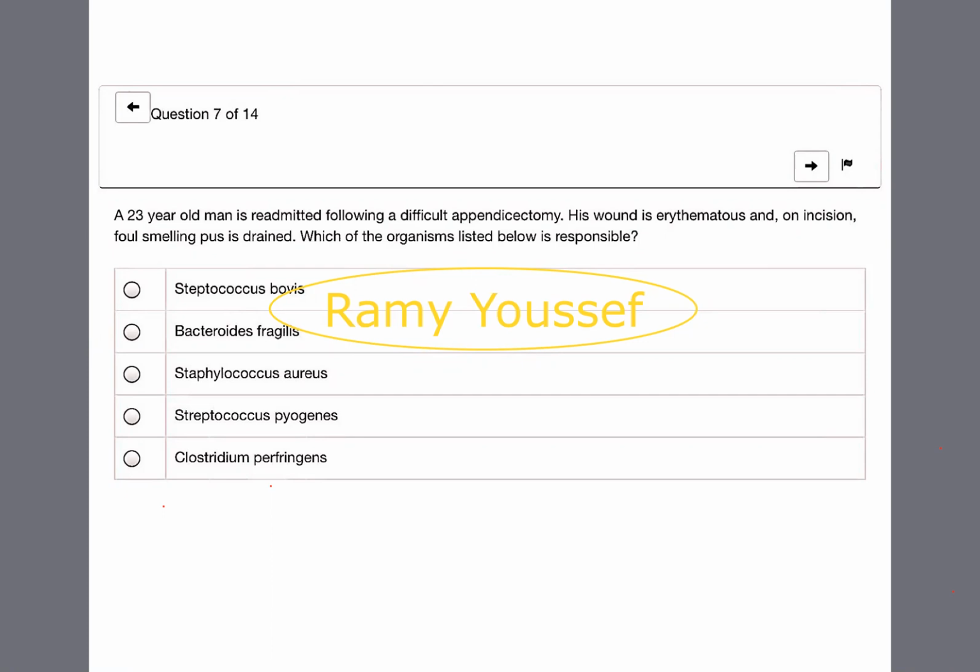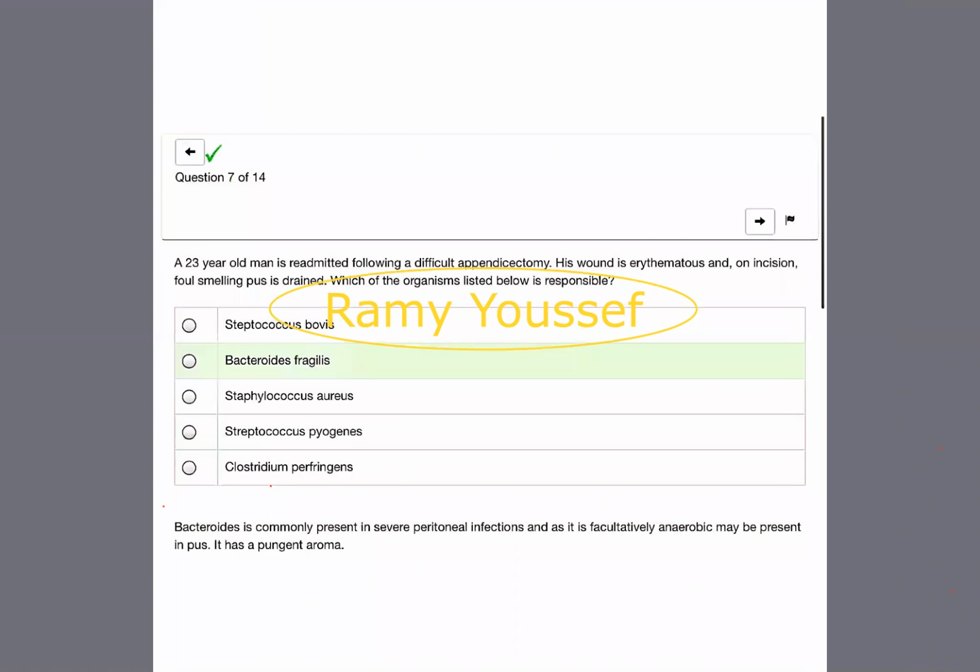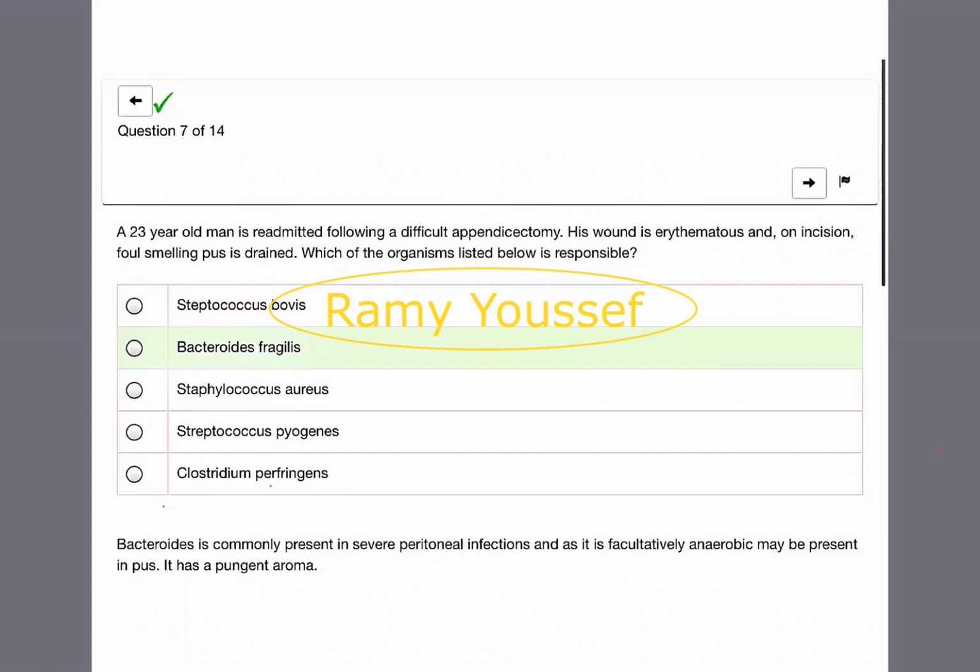I'm thinking of Bacteroides fragilis. Bacteroides is commonly present with severe peritoneal infections as it is anaerobic and may be present in pus. It is in normal flora. By the way, as I remember, the second most common organism in the GIT is Bacteroides fragilis. The first is E. coli. I think it was in a USMLE question about the most common organisms causing appendicitis: E. coli is first, Bacteroides fragilis second. So here we don't have E. coli, so Bacteroides fragilis is the most common one.